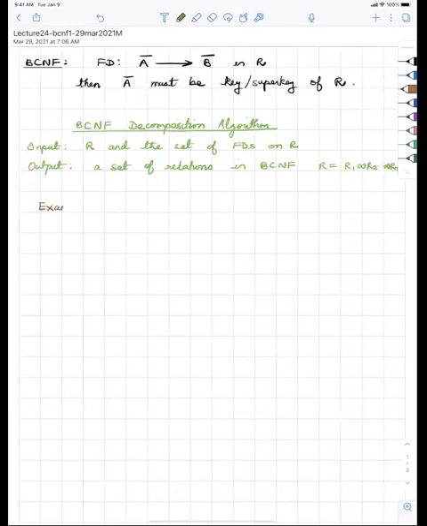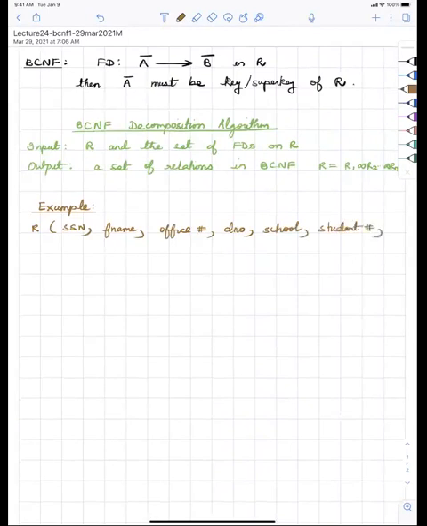We have a table R, and I'm going to use the social security number, first name, and the school example that we were doing earlier. So office number, D number, school, student number, building, D name, and size. Okay, so I got a few more attributes than our previous examples.